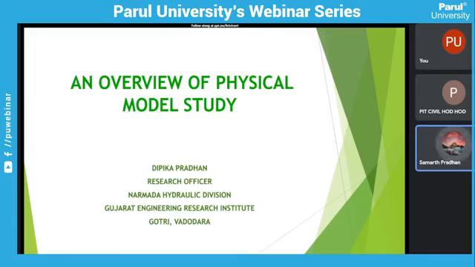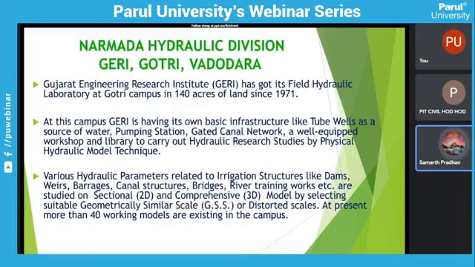First I would like to introduce my department. The Narmada Hydraulic Division is the department dealing with physical model study. At GERI, it has its field hydraulic laboratory at Gotri campus, spread over 140 acres of land, and it has been working since 1971. At this campus, GERI has its own basic infrastructure like tube wells as a source of water, a pumping station, a gated canal network, a well-equipped workshop, and a library to carry out hydraulic research studies by the physical hydraulic model technique.